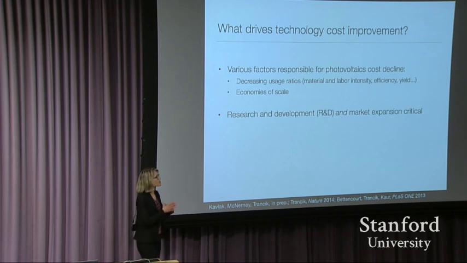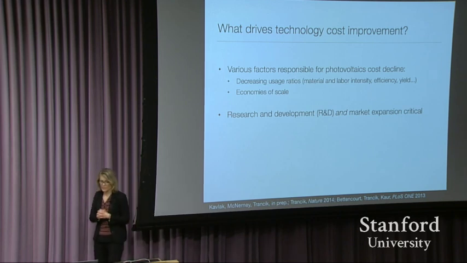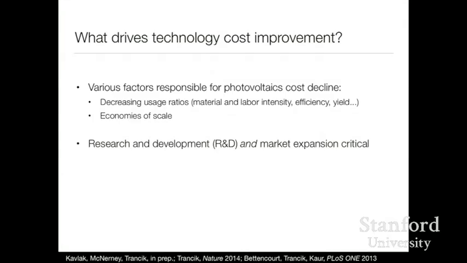Okay, so what did we learn then in answer to this first question by examining the example of photovoltaics? What drives technology cost improvement? Well, in the case of photovoltaics, there are various factors responsible. One is generally decreasing usage ratios. Efficiency played a really big role. Yield was quite important, and that's the yield of the manufacturing process. Economies of scale has played a very important role, and increasingly so in recent years.